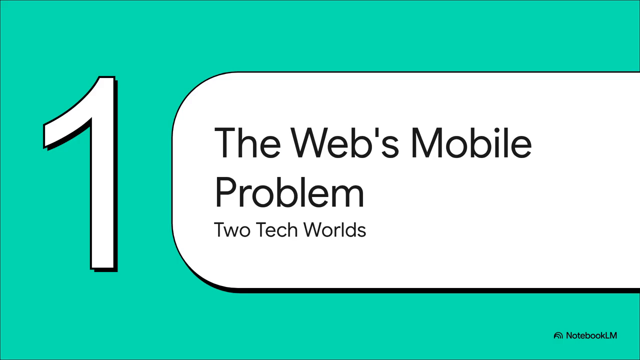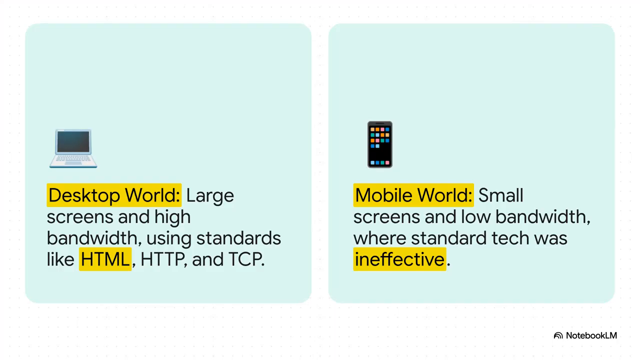And back in the late 90s, it was like we were living in two completely separate tech universes, each playing by its own rules. On one side, you had the desktop world. We're talking big monitors, pretty fast internet connections for the time, and computers with decent processing power. They spoke the language of the web, HTML. But then you had the mobile world. Tiny little screens, super slow connections, and barely any battery power. Trying to load a normal website on one of these phones, it was like trying to force an elephant into a shoebox. It just wasn't going to happen. The tech just wasn't built for it.